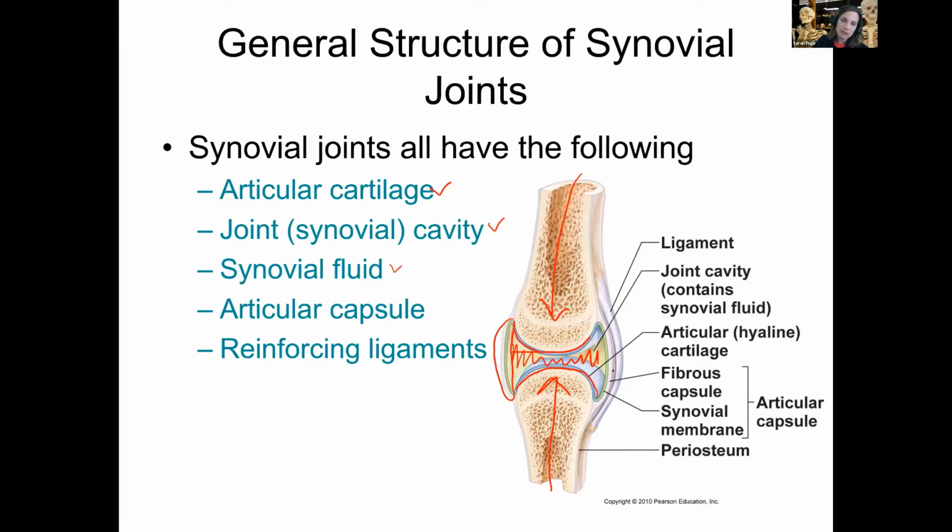Circle it on the sides. The articular capsule is kind of holding the fluid in that cavity. And then lastly are reinforcing ligaments. And you can see one of those right here around the side.